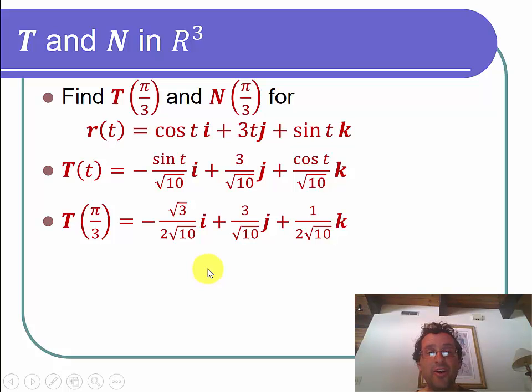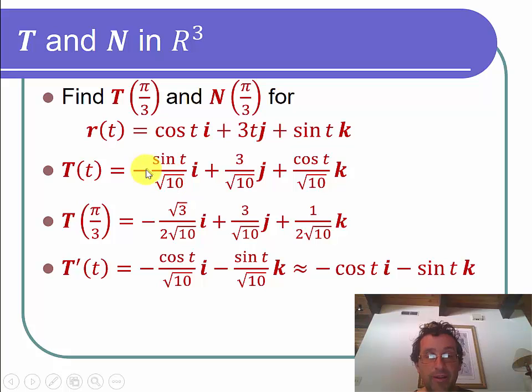Okay, now let's find the unit normal vector. To find the unit normal vector, I need T prime of t. So let's go get that. The derivative of negative sine of t over root 10 is just going to be negative cosine of t over root 10. Root 10 is a constant, so that helps us a lot. We don't have to use the quotient rule, the chain rule, and any of that. In some cases, not this example, but other examples, be ready for some messy calculus. But this is a nice simple one. So we have negative cosine of t over root 10 i. Now 3 over root 10 is a constant. There's no t there, so its derivative is 0, so there is no j component.